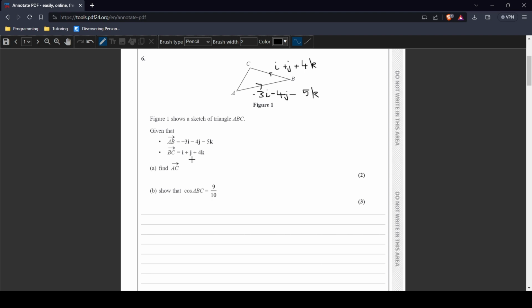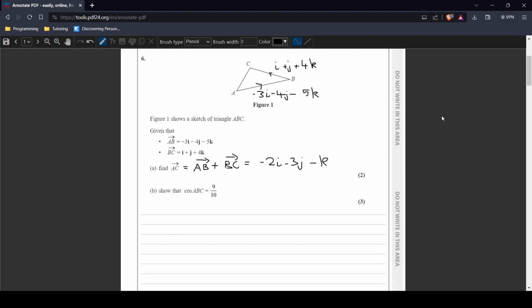To get from A to C, we can go first of all from A to B and then from B to C. So the vector AC is just the sum of those two vectors. It's just the sum of the vector AB and the vector BC. So adding those two vectors up, we'll get minus 3i plus i, which is minus 2i, minus 4j plus j, which is minus 3j, and then minus 5k plus 4k is minus k. So that's part A done.